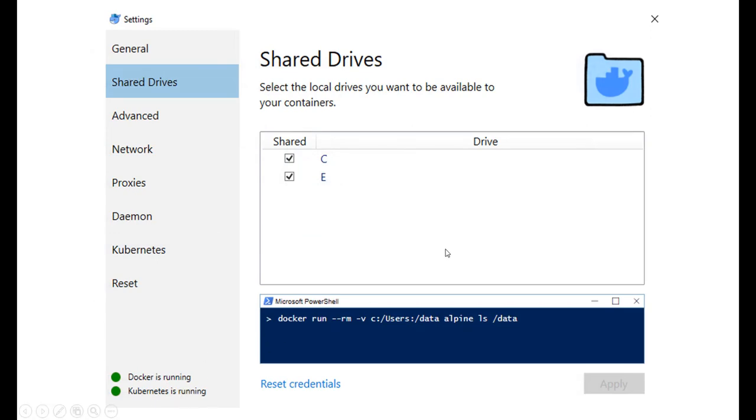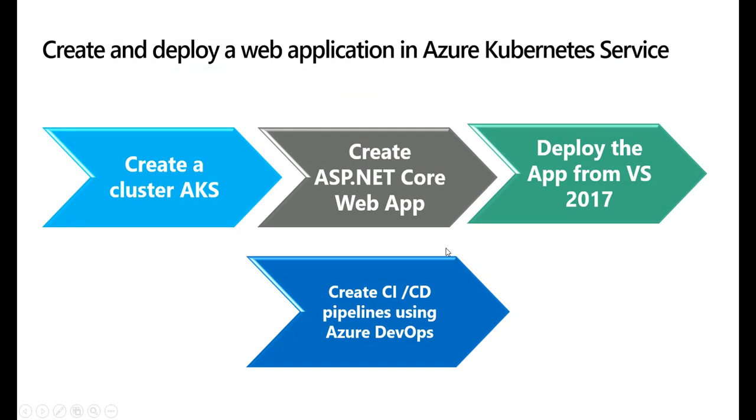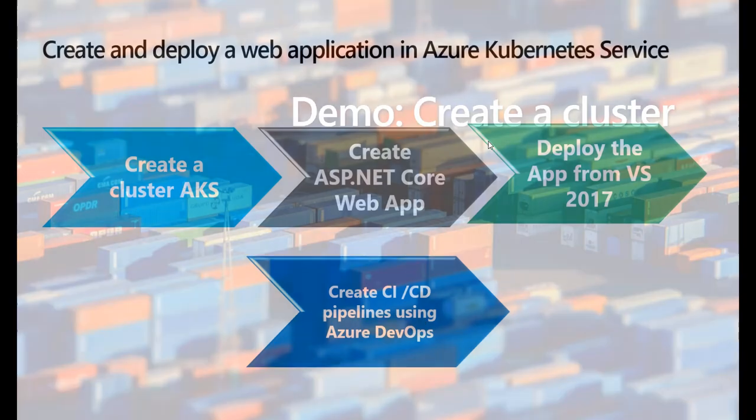During the demo that we will present after, we will create and deploy a web application in Azure Kubernetes Service. After, we will create CI/CD pipelines using Azure DevOps. So we will start by creating an AKS cluster. We will deploy the application using Visual Studio 2017. We will create an ASP.NET Core web application. And after, we will try to see some options related to the CI/CD pipelines in Azure DevOps. So let's start our demo.